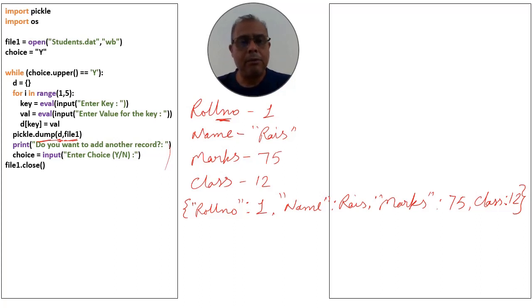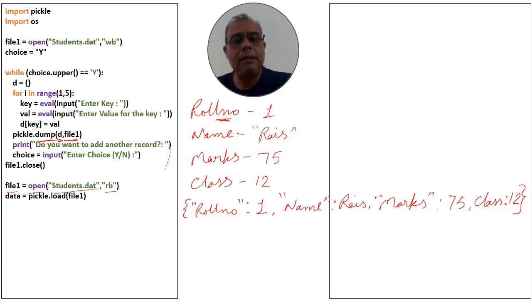Now in the next process we are going to display the data that we have stored in the file. To display the data we are using file1 variable, open method, students.dat. File will be opened and this time it will be open in read mode, binary mode, because we are going to read the data. Data is equal to pickle.load. The load method is used to load the data from the file and store it into the data. In one time only one dictionary will be loaded and will be stored in data.